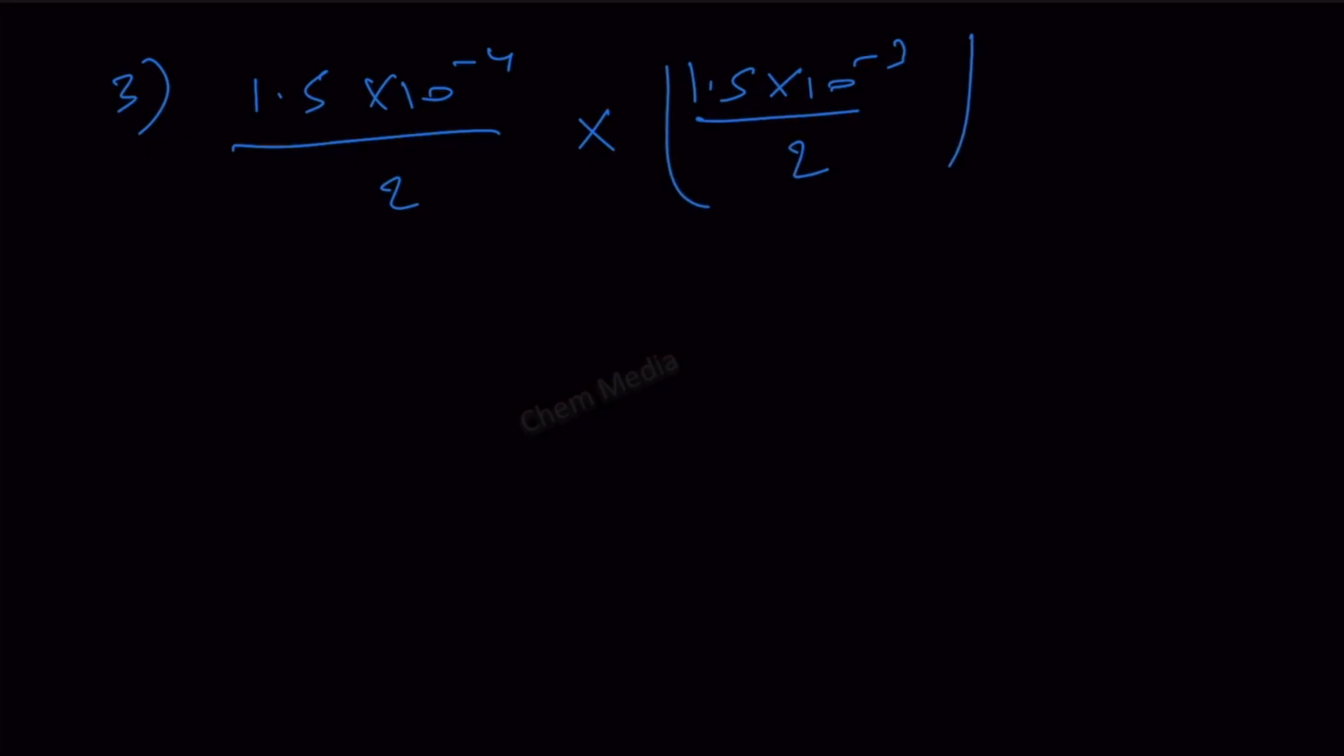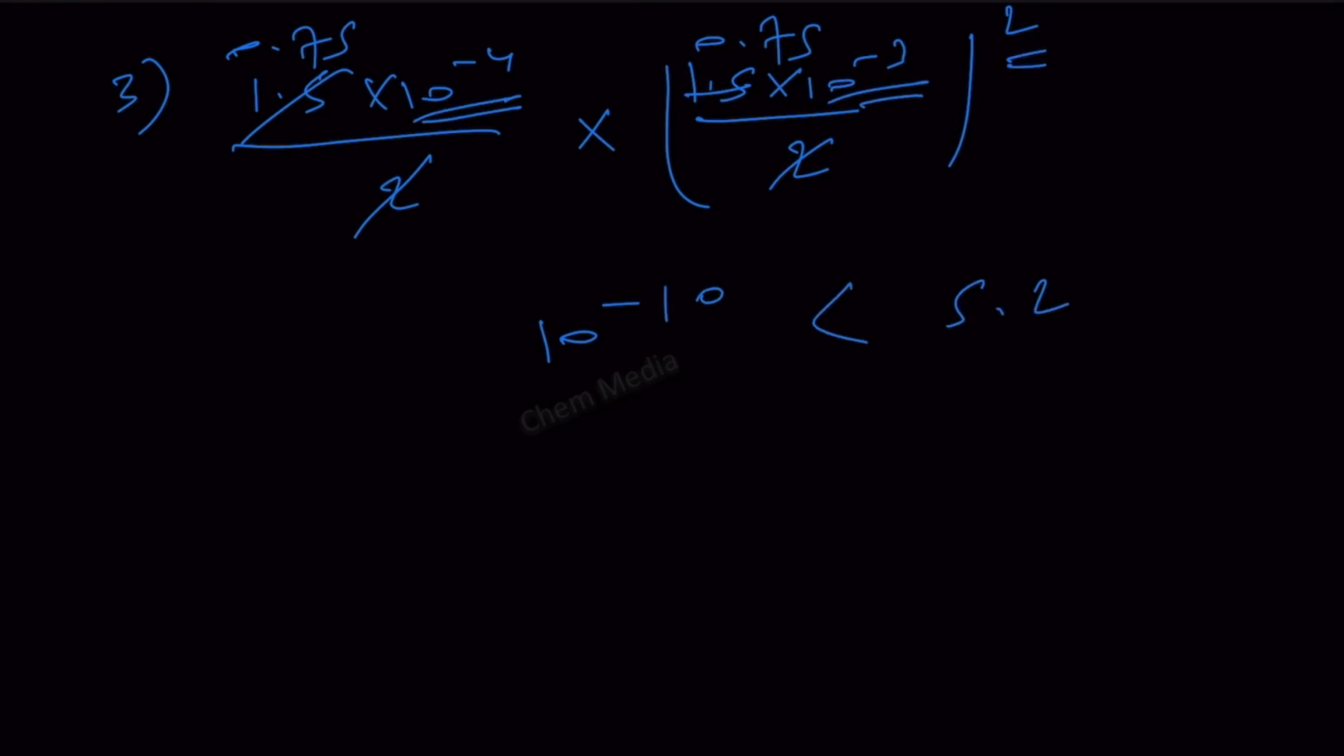How about 3? In 3, we have 1.5 times 10 to the power minus 4 divided by 2 times 1.5 times 10 to the power minus 3 divided by 2 whole square. So this will become 0.75. This is also 0.75. So already we are getting 10 to the power minus 10. So therefore that is less than 5.2 times 10 to the power minus 7, whatever be the value here. So therefore 3 is also wrong.